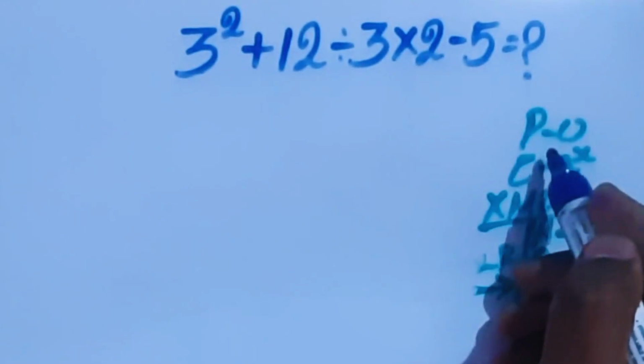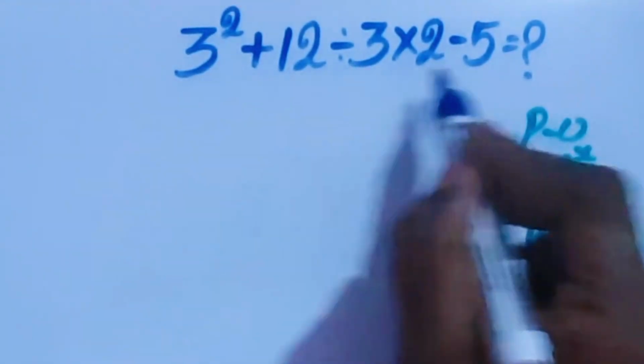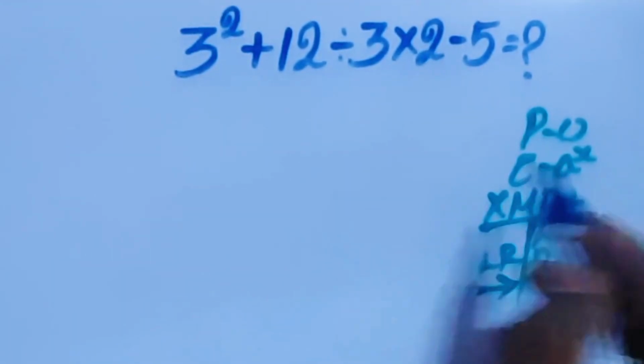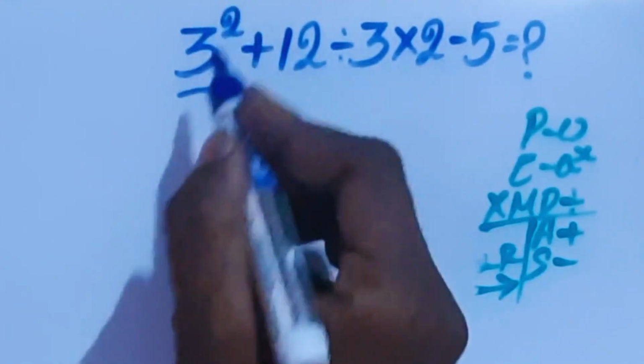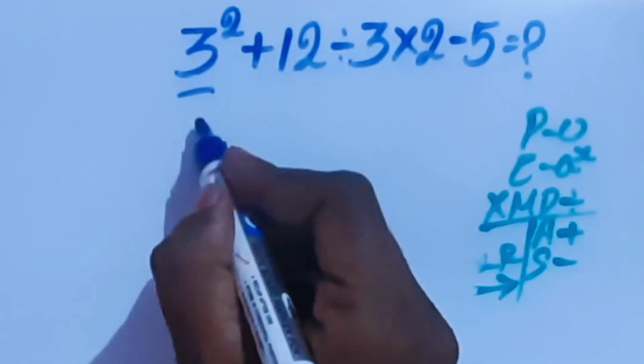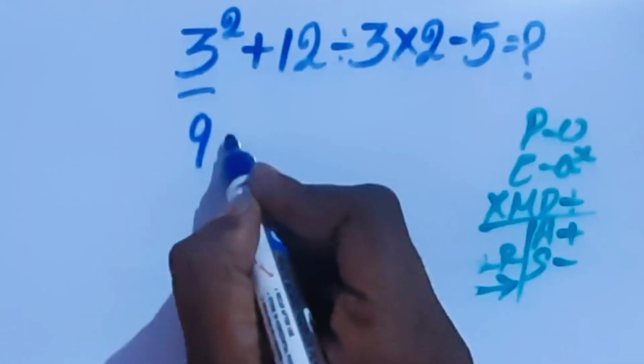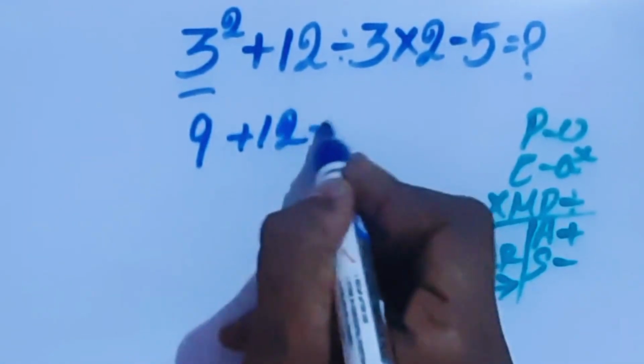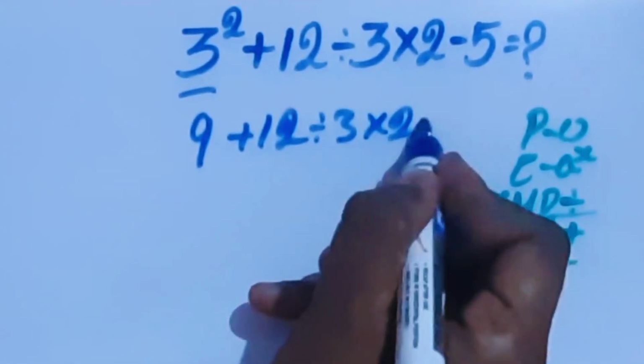Here, as per the order of operations, PEMDAS, the bracket is higher priority. We don't have a bracket in this problem. Next priority is the exponent. We have an exponent here, 3 power 2. We have to do this 3 power 2 before any other operation. 3 power 2 is 9 plus 12 divided by 3 times 2 minus 5.